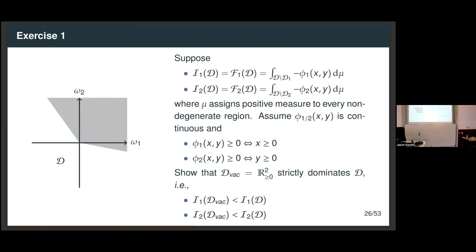So we're also assuming that our measure is positive on every non-degenerate region. So it can be zero on lines, but if you have a region that's not just a line, it's giving positive measure to that region.